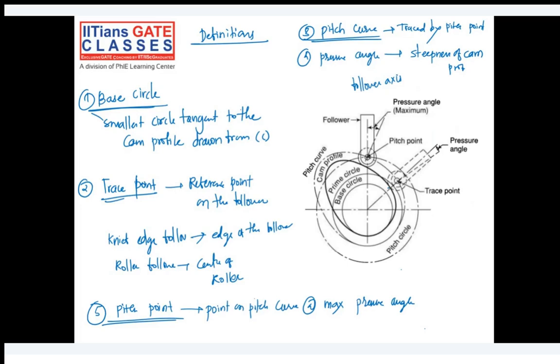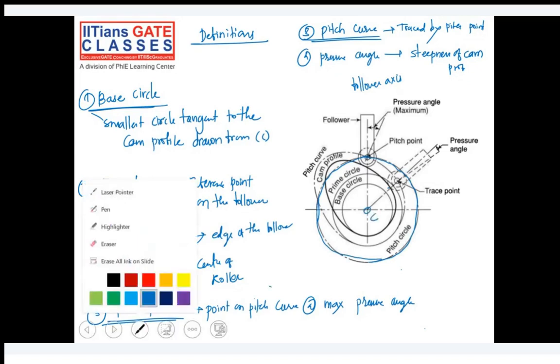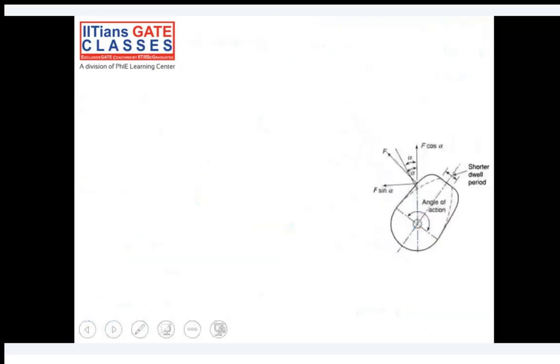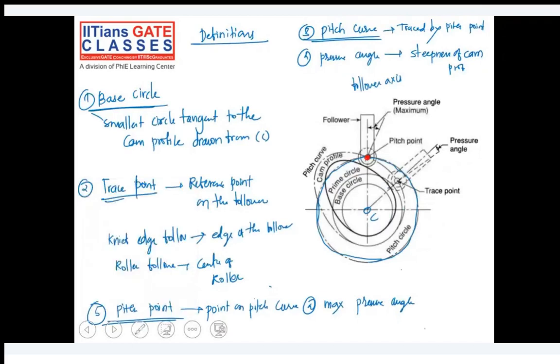And a circle drawn from that point is called the pitch circle. This is the pitch circle drawn from the center of rotation of the cam, C, and passing through the pitch point. The next definition, number 6, is the pitch circle: a circle passing through the pitch point and concentric with the base circle.